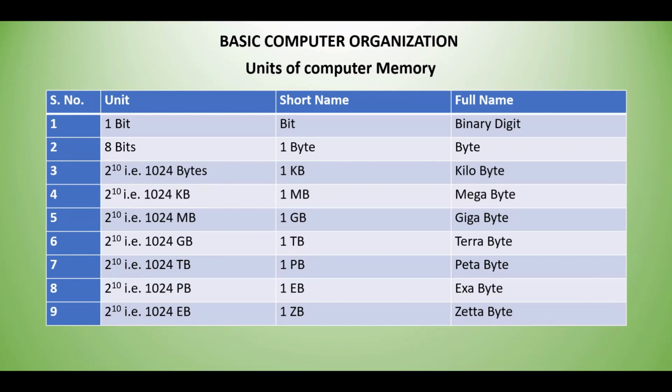Next, 1024 GB is equal to 1 terabyte. Then 1024 terabytes is equal to 1 petabyte. Next, 1024 petabytes is equal to 1 exabyte, and 1024 exabytes is equal to 1 zettabyte. This is the units of computer memory.